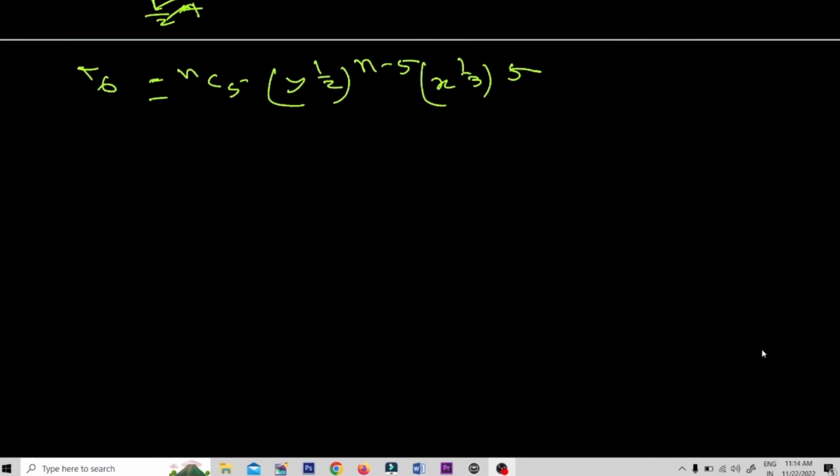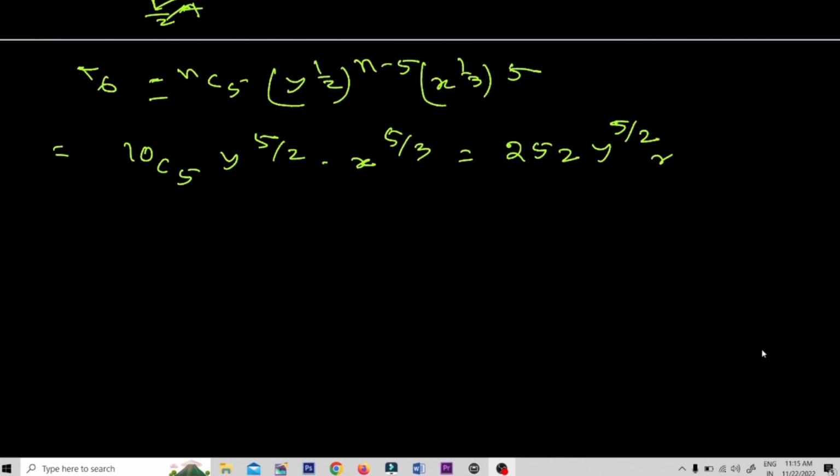We can write this as 10C5 y to the power (5 minus 5 by 2), that is 5 by 2, into x to the power 5 by 3. 10C5, if we calculate, we get 252 into y to the power 5 by 2 into x to the power 5 by 3.